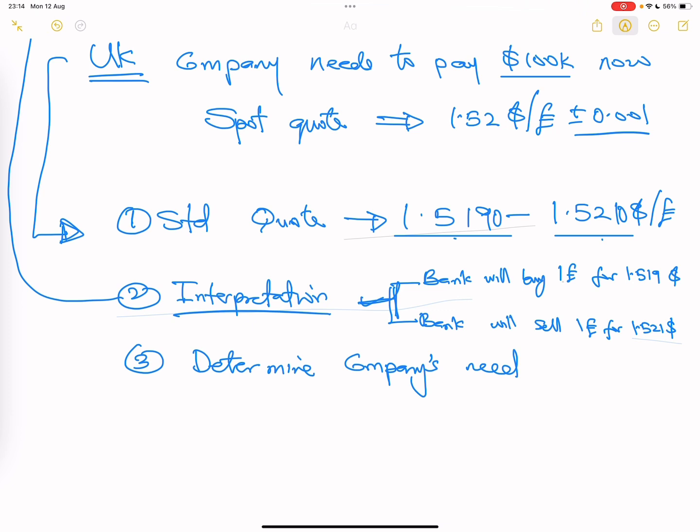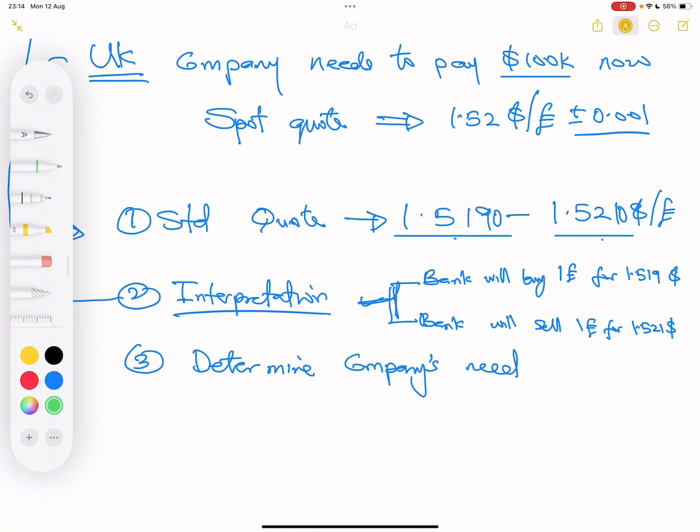Buy £1 means that they will collect. You remember, when you're buying something, you're going to collect it. So the bank is going to collect £1 and will give dollars, $1.519. And the bank will give £1 and will collect $1.521. You need to understand, because that is where the confusion comes from. That's why I say you need to stick to the interpretation very well and stay consistent with it so that you don't get confused by this quote system.